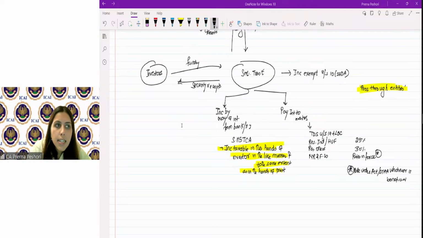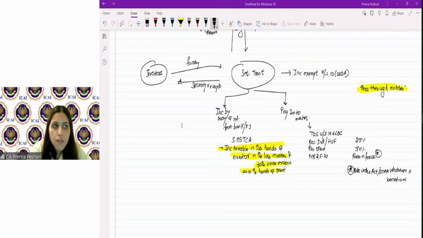So this is the limited aspect that you have to know about the securitization trust. Any questions, any doubt about the securitization trust? Yes, students, is this clear? This is about the securitization trust. Shall we move towards the AIF, Alternate Investment Fund? Okay.